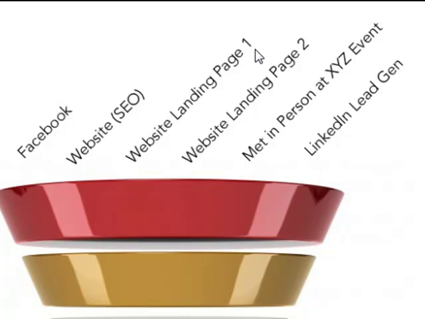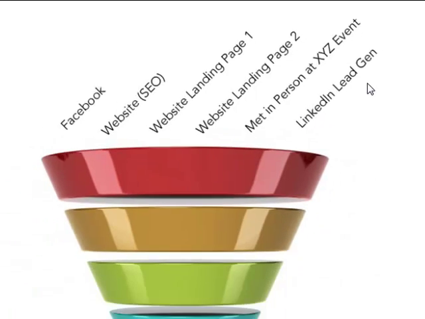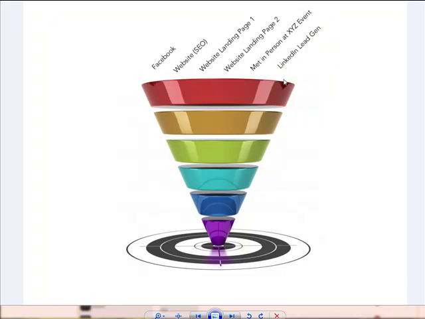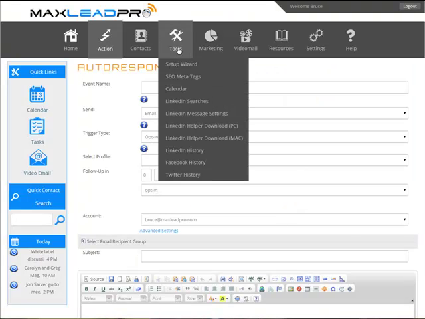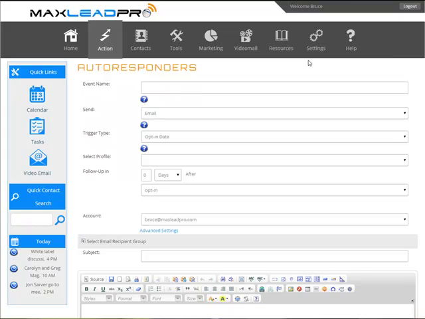If somebody comes in via a landing page, then obviously you want to segment them separately. And this could be multiple different landing pages, met in person at XYZ event, and let's say LinkedIn lead generator for using the LinkedIn lead gen tools. Then you want to dump those people to a specific group so that you can tailor your outgoing messages and autoresponders to them.